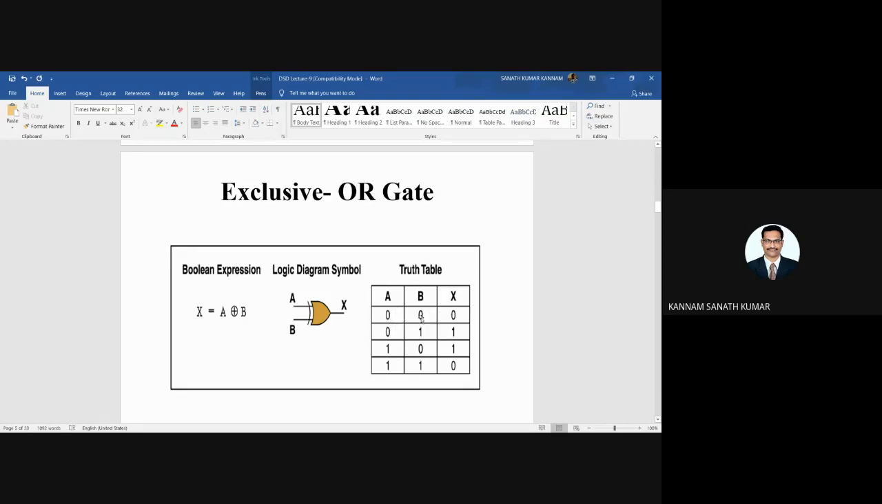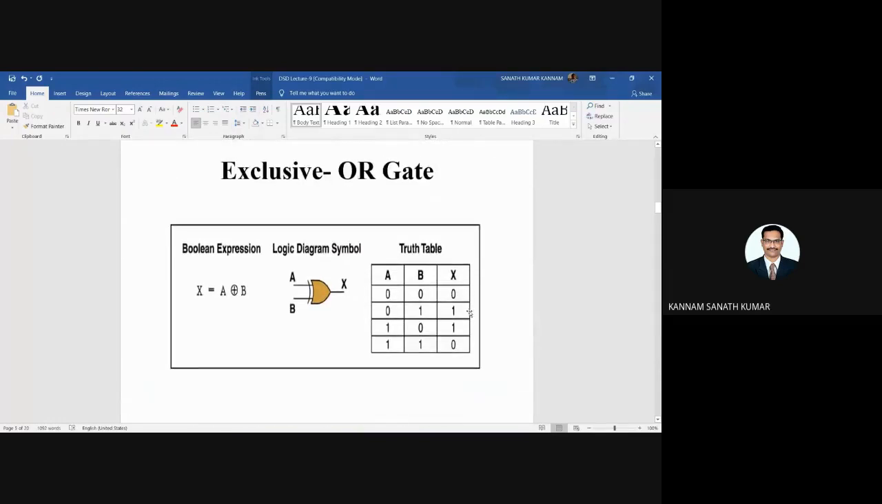You have to remember, when both inputs are the same, like 0, 0, you are getting output as 0. 1, 1, you are getting output as 0. So if the inputs are different, 0, 1 and 1, 0, you are getting the output as 1. Okay.